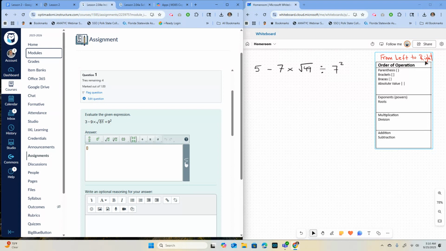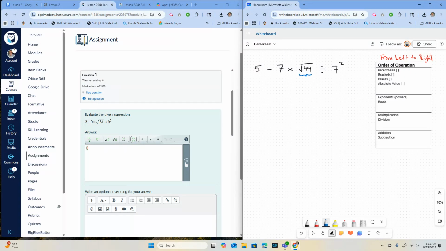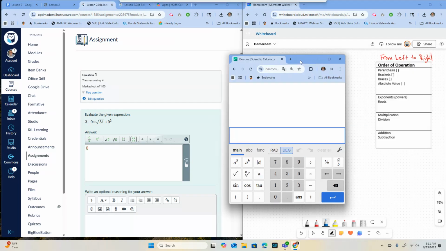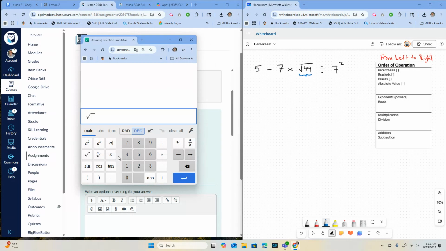How do I work them? From left to right. When I look at my problem, the first thing I notice is a root, a square root. Using your calculator, you can put the square root of 49, and you can see I got 7, so this is 7. I also have an exponent, 7 to the second power. Again, you can use the calculator. It gives you 49.